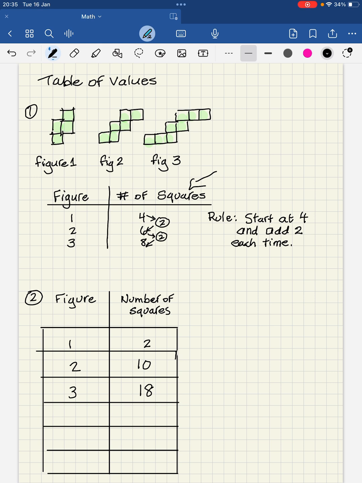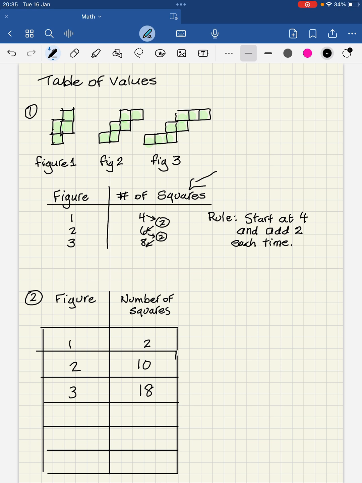So what does it start with? For A, it starts with 2, and then it goes up by how much? It goes up by 6. So the rule is start at 2 and add 6 each time. Okay, so pause the video and you can do question 1A to F.